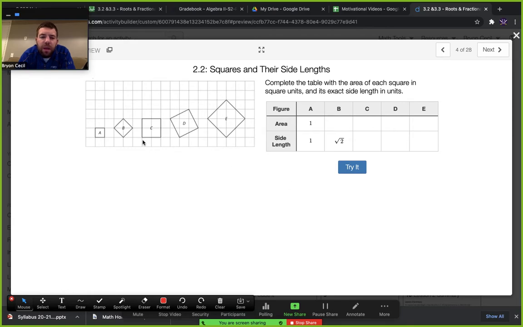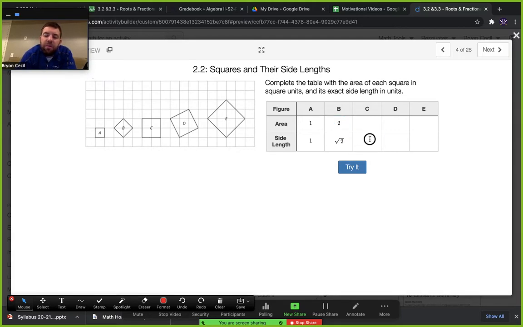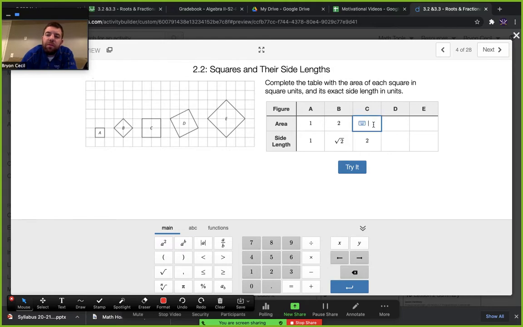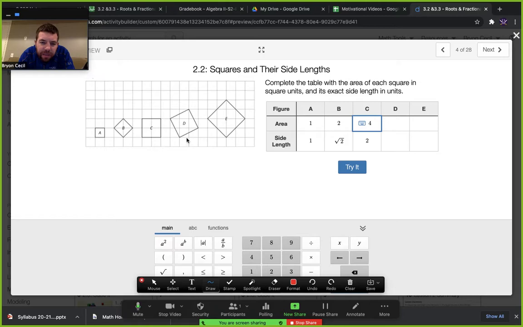Which means that if I find the area, the square root of 2 times the square root of 2 is 2. With C, we see it's an easy 2 units for the side length. So 2 times 2 is going to give me a 4. Now on D, let's look at that. I'm going to have a 2 and then a 1, which means this is going to be 2 squared, which is 4, plus 1 squared, which is 1.